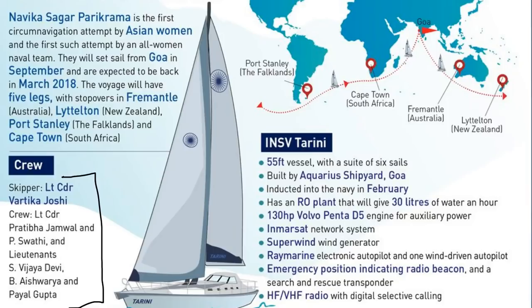Anyways, dear friends, this is the whole journey chart here. It started from Goa, then last time when we talked about it, it was in Australia. Now it is in New Zealand, and from here it will reach the Falklands and Cape Town, and then it will be back here. One of the main ideas behind this mission is to prove that girls or women are not inferior to boys and men, which is very right.